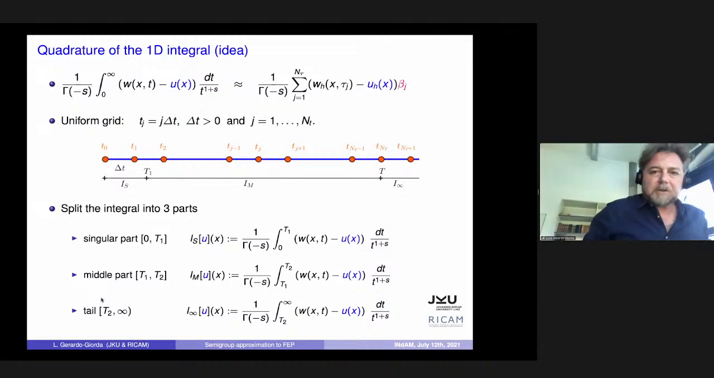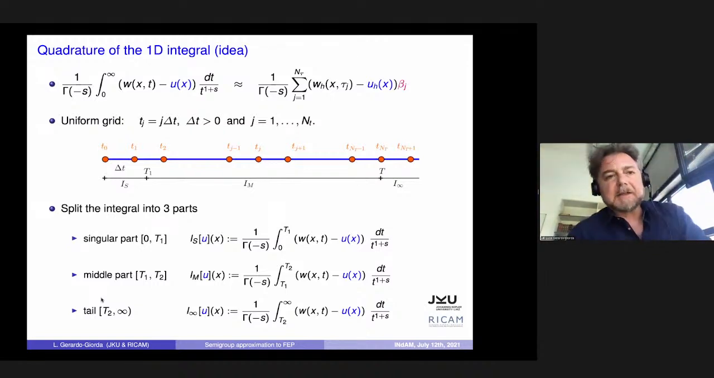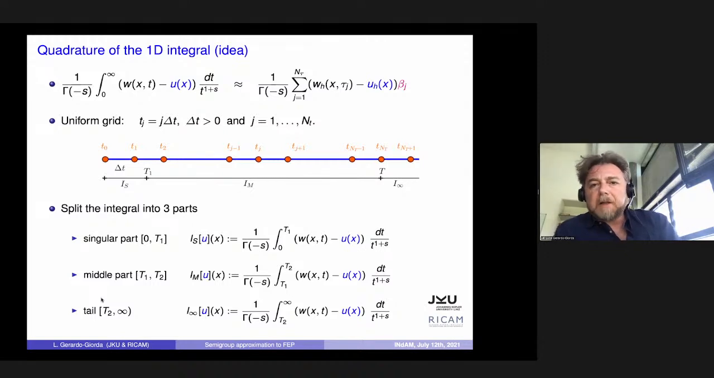And so the question is how to approximate the quadrature of the one-dimensional integral. Let me just give you an idea about what the approach was when we started considering this problem. The idea is to replace the integral, which is an infinite integral of w minus u, with a finite sum. Let's say we end up having a finite sum, but a priori there could potentially be an infinite sum.